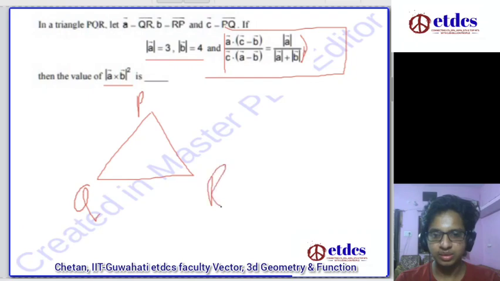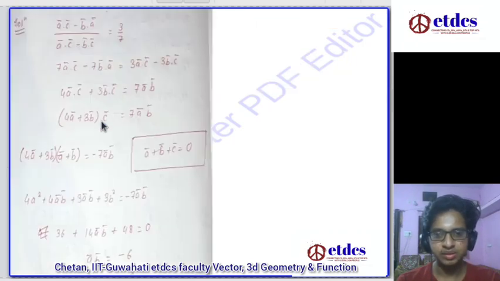So we have a triangle PQR, and this is A bar, this is B bar, and this is C bar. We can note something: noting the direction, we start from here, go along A bar, B bar, C bar, and we come back to the same point. So we note that A bar plus B bar plus C bar is equal to 0.